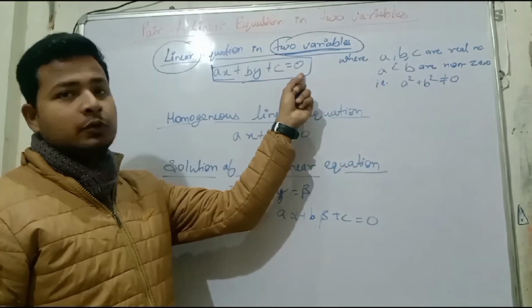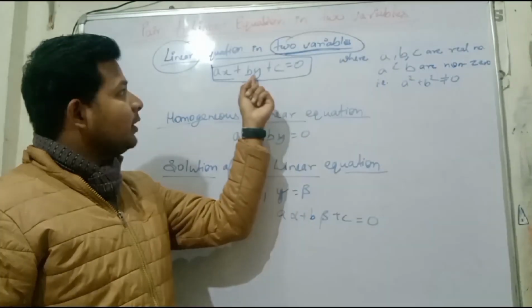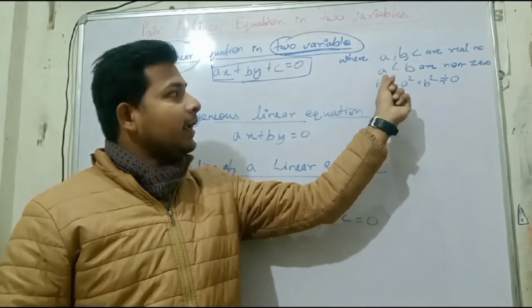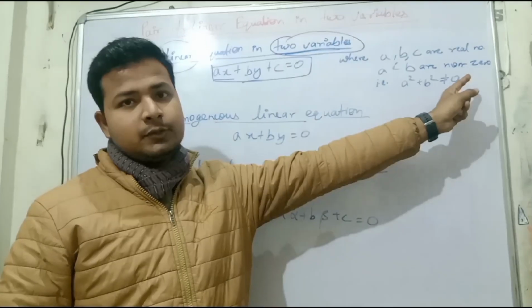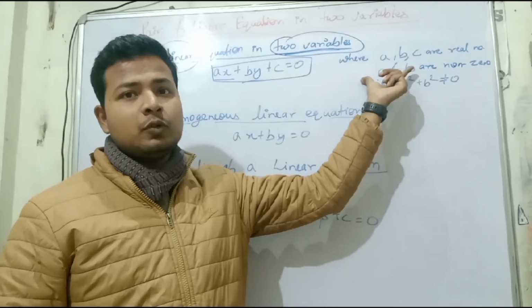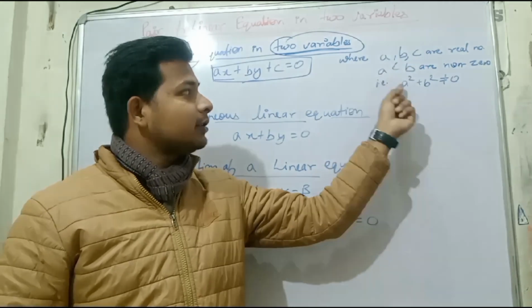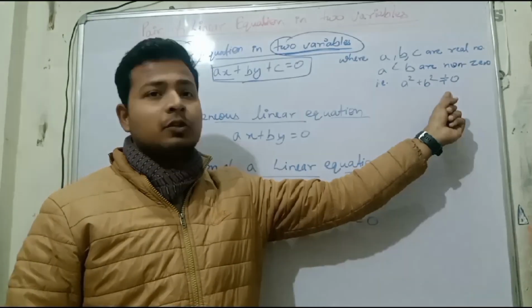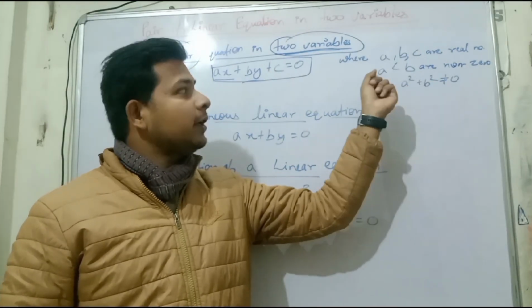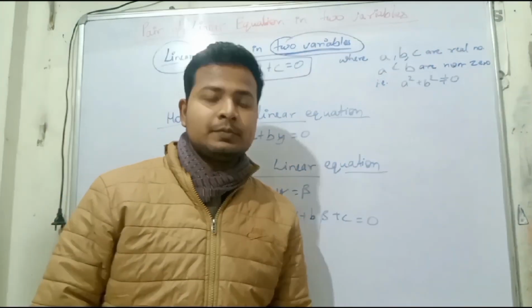ax plus by plus c equals to 0, where a, b, c, all these three are real numbers and a and b are non-zero. If I say a and b both are non-zero, we have to write it as a square plus b square, which is not equals to 0. We can also write this in the place of a and b are non-zero.